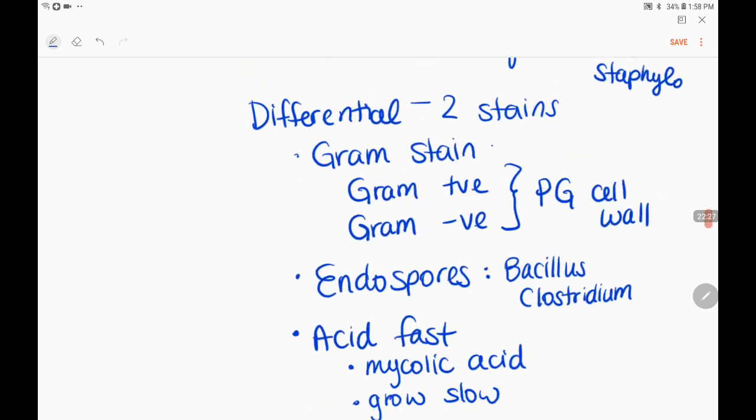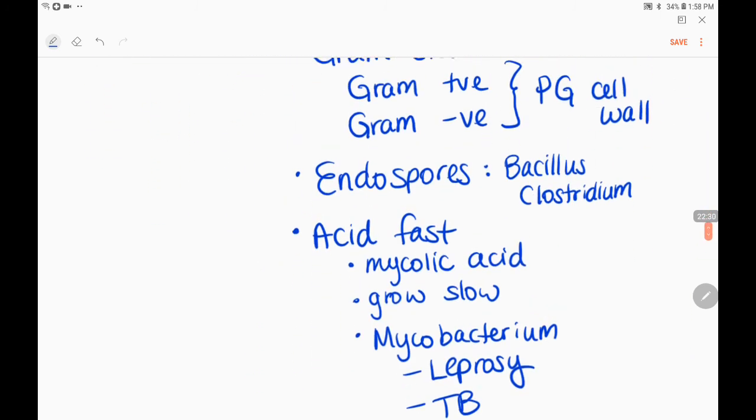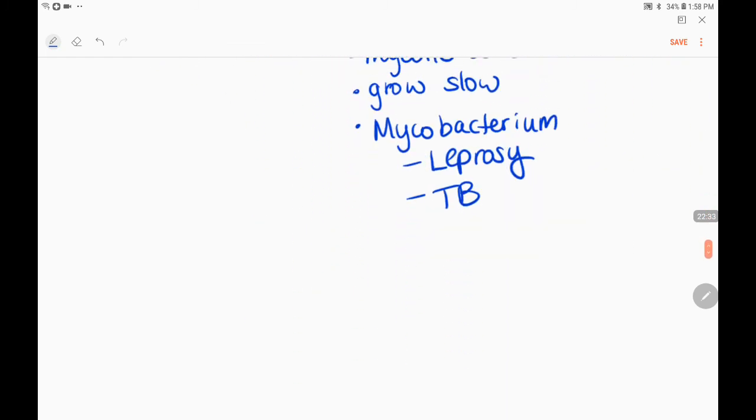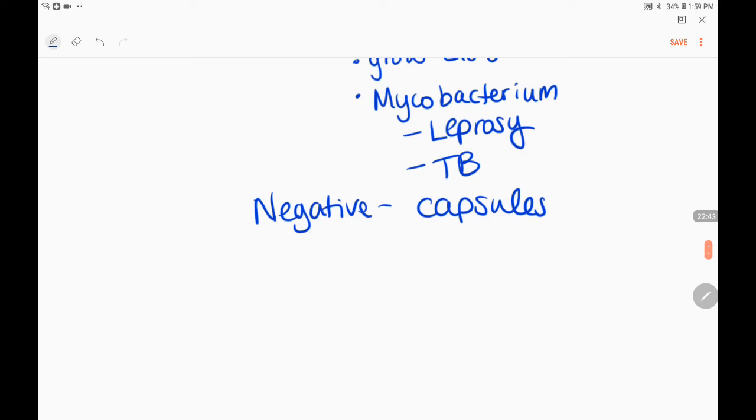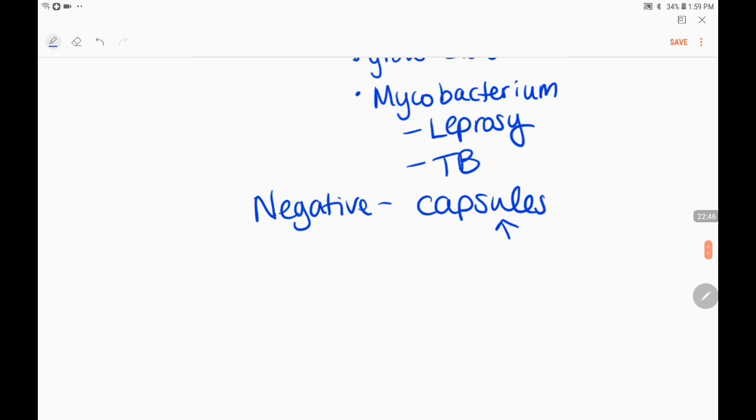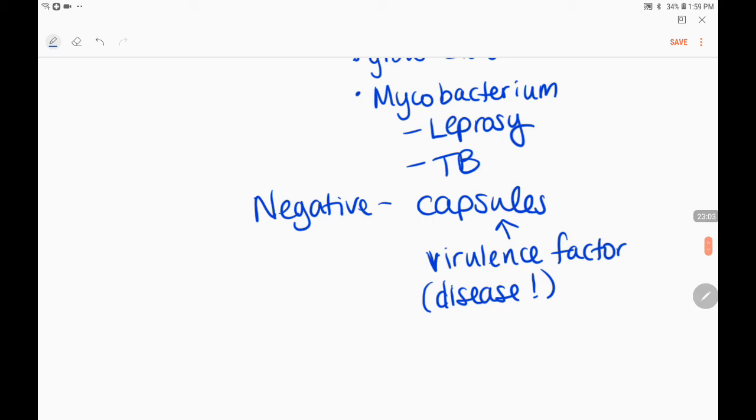There are also different types of microscopes, and more types of staining as well. There's also negative staining, which tells us about capsules. Anything that has a capsule has a way to avoid phagocytosis. This is a virulence factor, which means it causes disease. There are other stains as well, which we'll talk more about in class.